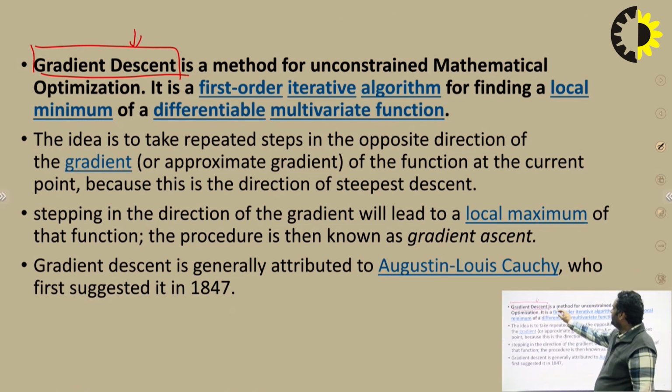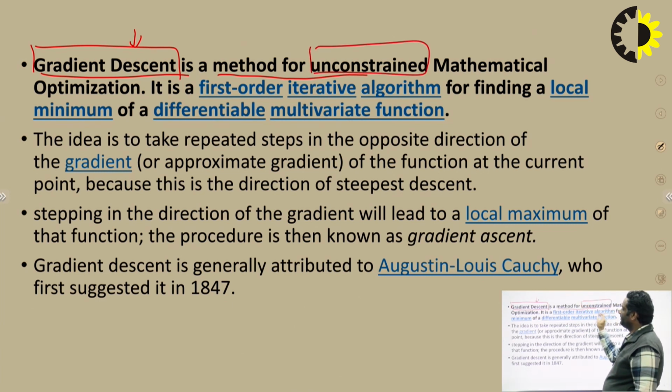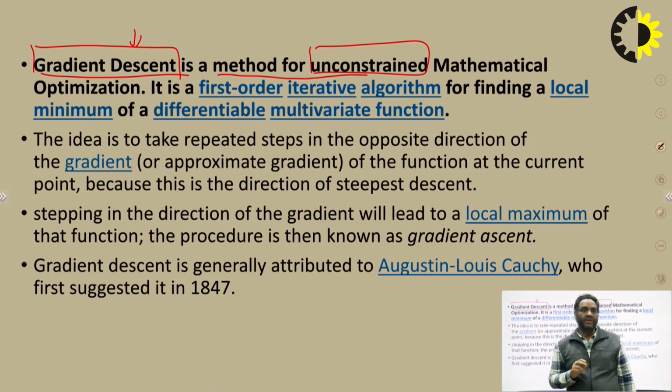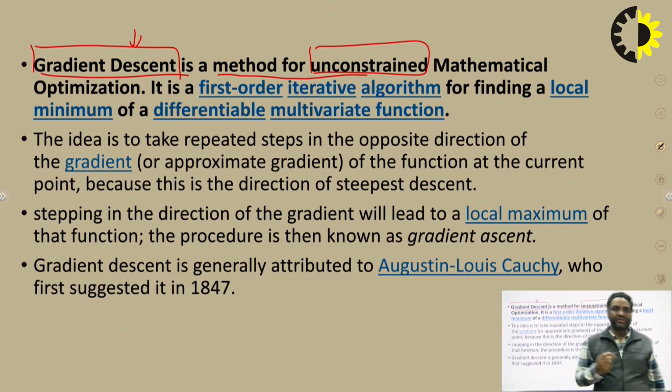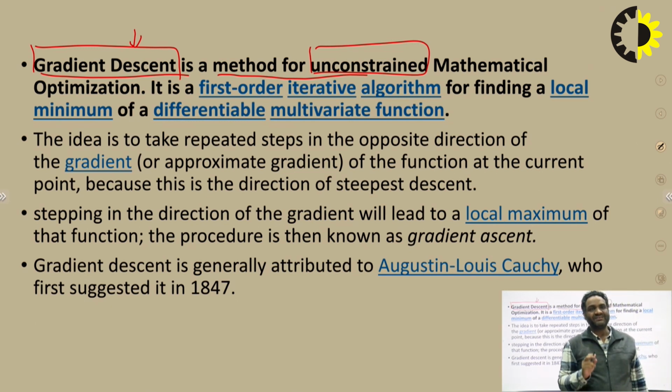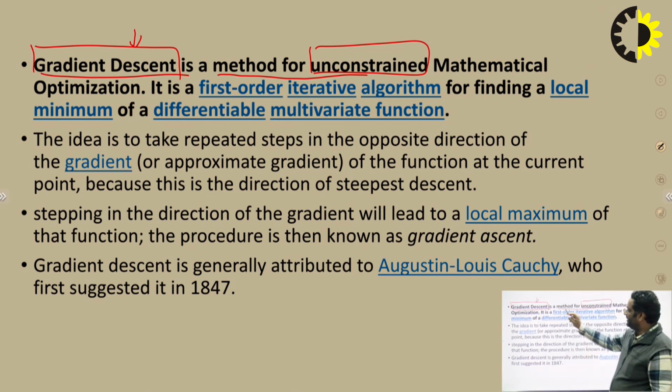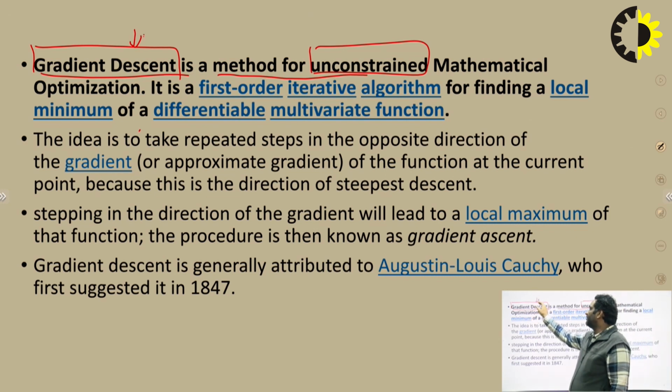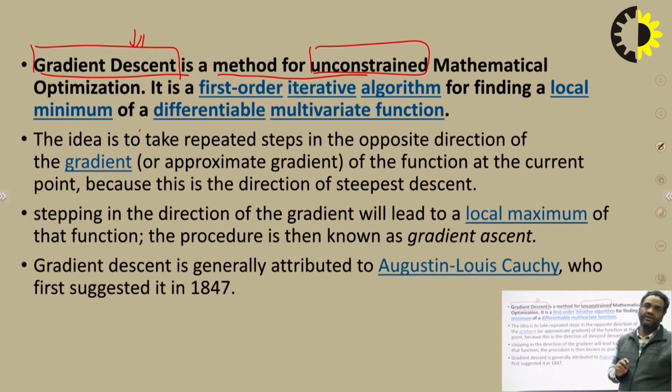What is this? It is a method for unconstrained mathematical optimization. So we have general problems in which no constraints are given. To optimize that kind of problem, we have a very, very good algorithm, which is gradient descent. It is very, very important as far as our syllabus is concerned.